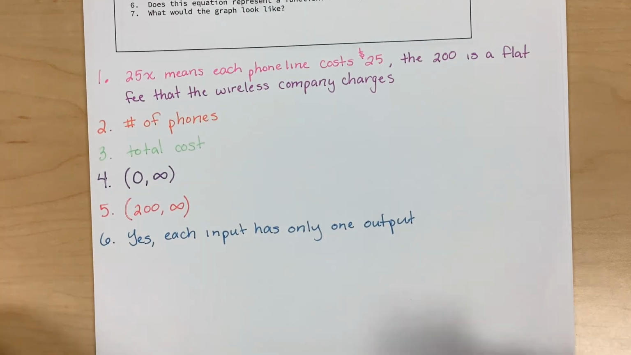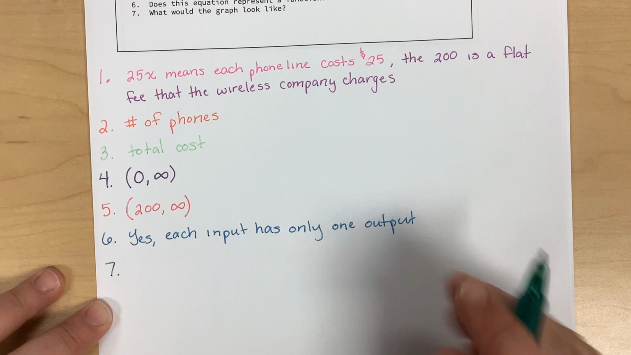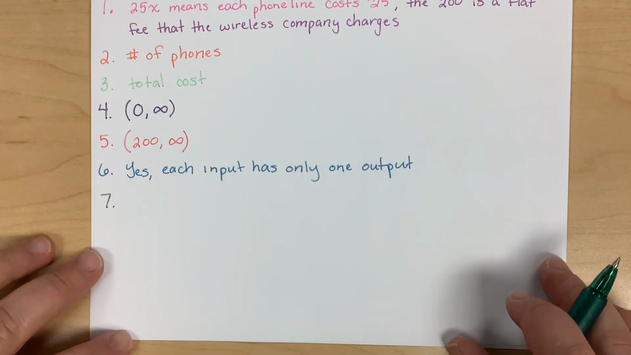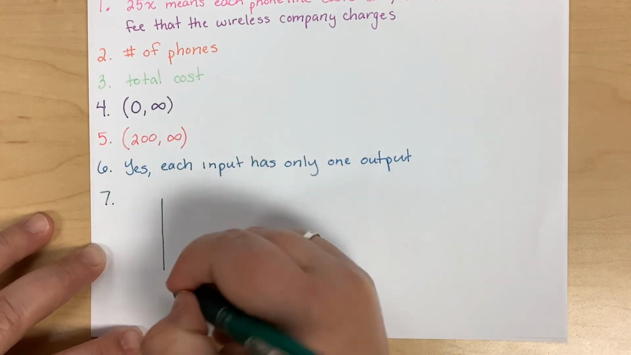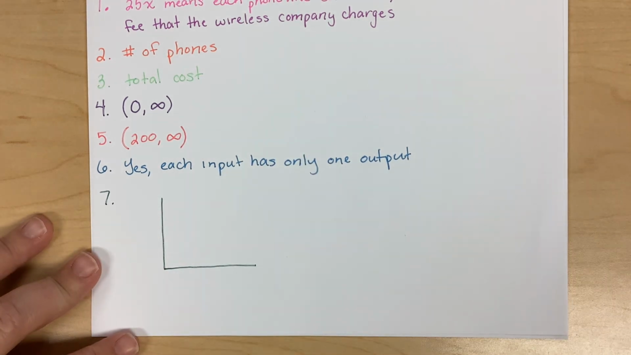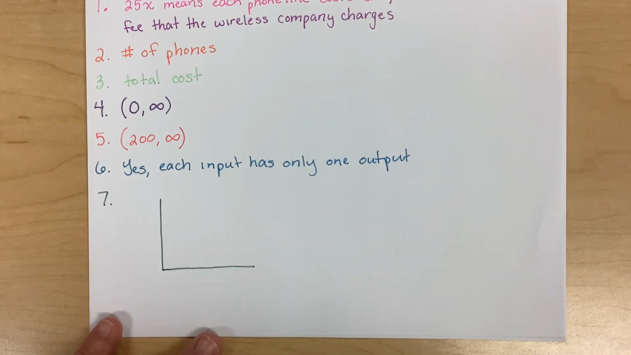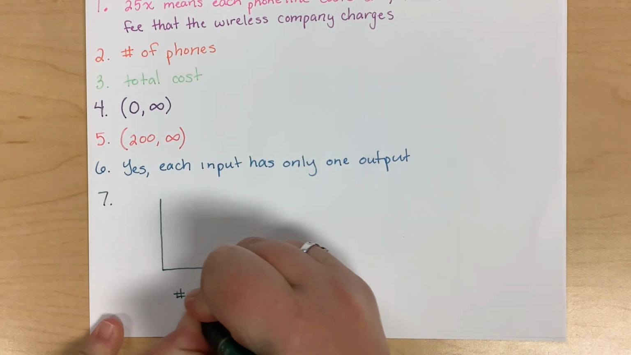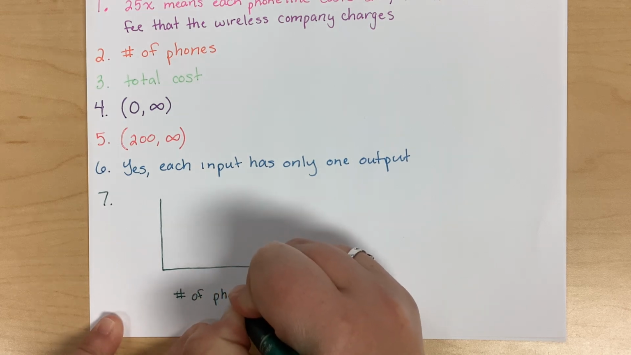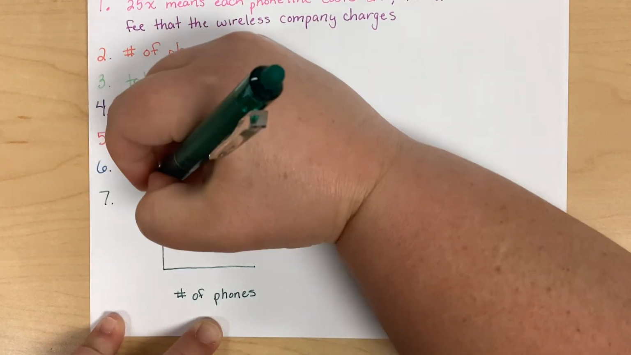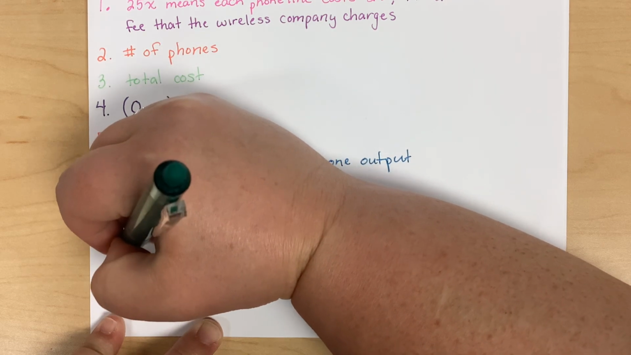All right, and the last question is one that we haven't done before. It says, what would the graph of this situation look like? So number 7, what I'm going to do is I'm going to sketch a graph for what is going on here. Now, this is a real world scenario. I really only need the first quadrant because it's impossible to have negative phones, and it's also impossible to have negative total cost. So I know that my input is number of phones, and I also know that my output, or my Y, is total cost.